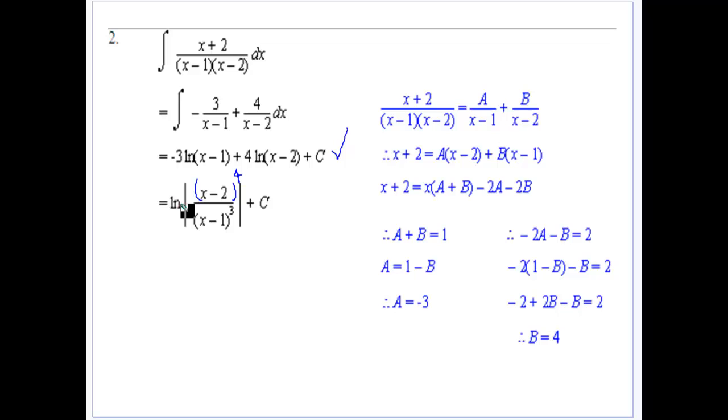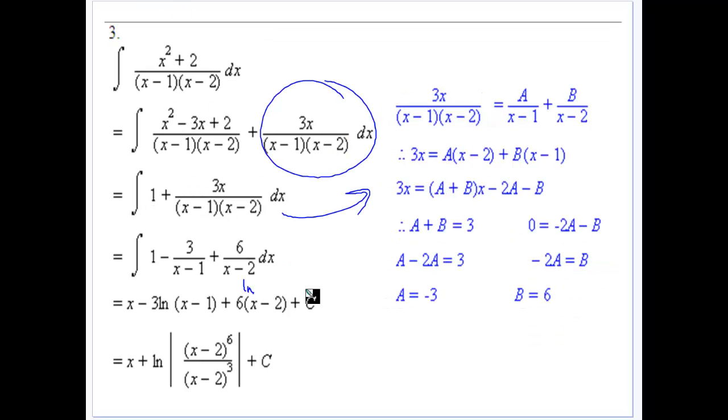Although you'll see it written like this in text, where because it's positive 4 natural log of x, the 4 can go up as a power, and because it was positive it would be up there, and the negative is going to be dividing, and the 3 goes up to be the power there of x minus 1, using our log laws that we know.